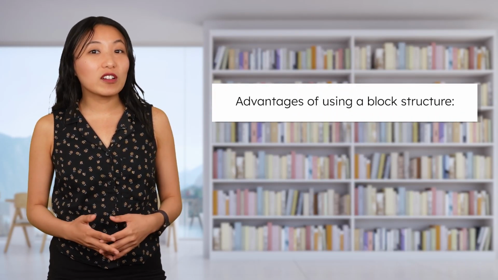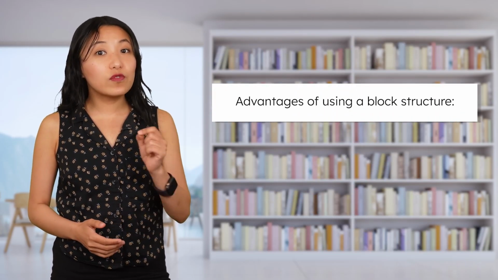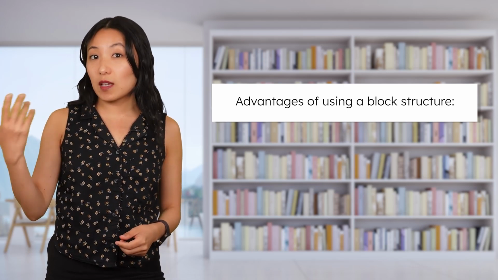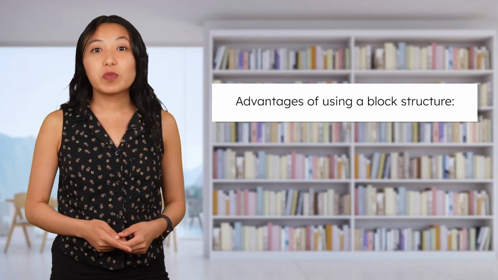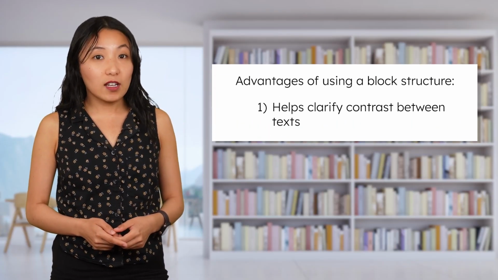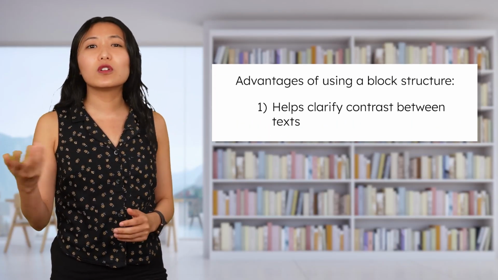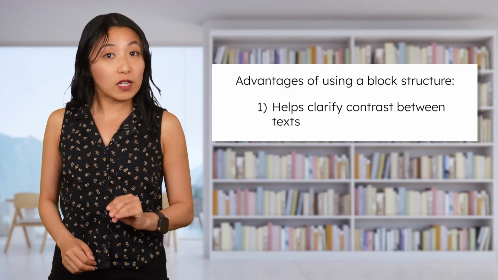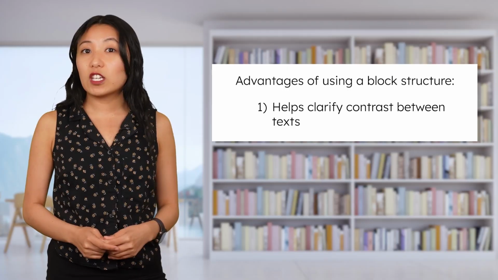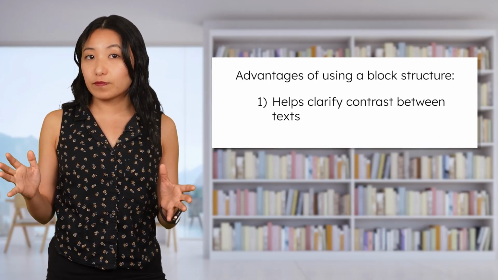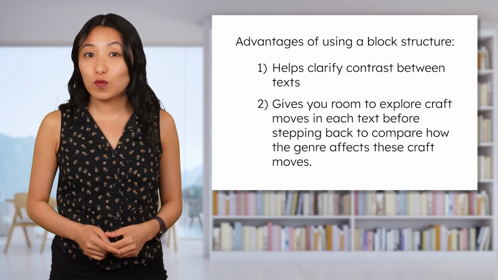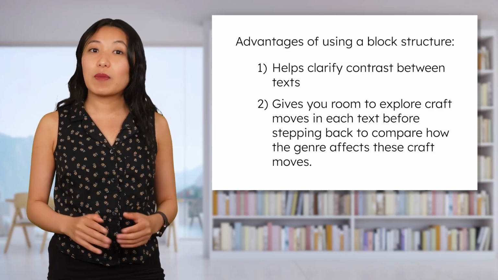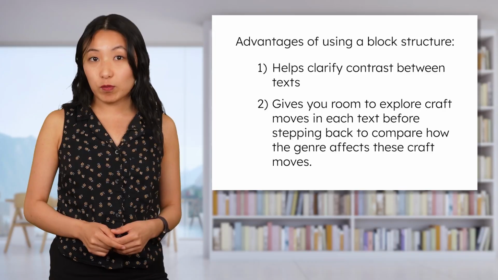Using this structure for our comparative analysis task today is very intentional. Because we're analyzing how one author explores the same theme across two genres, the block structure helps clarify the contrast. The dramatic shift from lyrical emotional craft moves in Dover Beach to formal critique in Culture and Anarchy is easier to track when each is analyzed in its own paragraph. The block structure also gives you room to explore how his craft moves work together before stepping back to compare how the genre affects these craft moves.